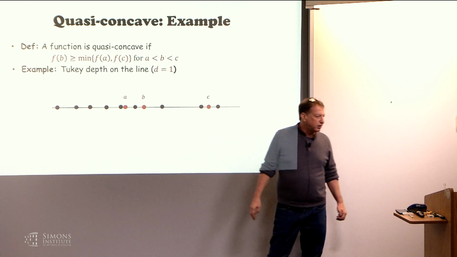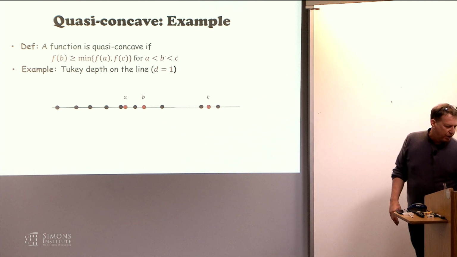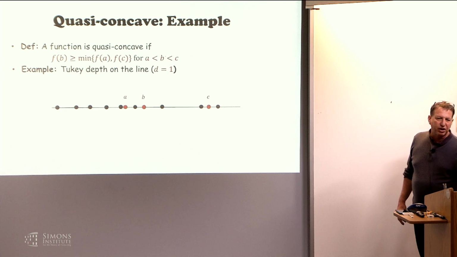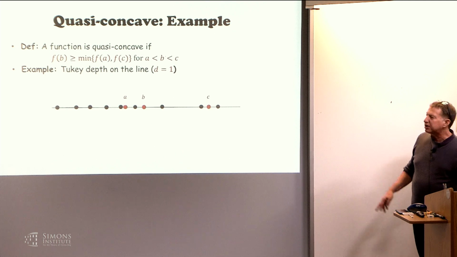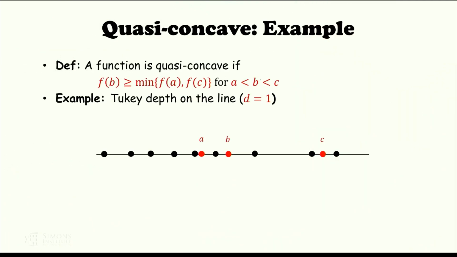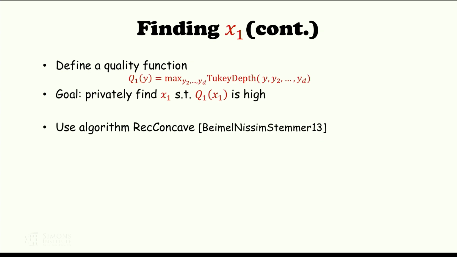So for d equals 1, it's easy to see that the Tukey depth, the closeness to the median, is a quasi-concave function. And this is how we can apply our algorithm to find a point in the interior point, which is equivalent to learning threshold functions. So, as I said, if we want to find x1, we use the recurrent algorithm to apply that.